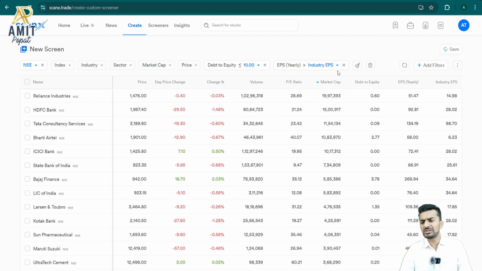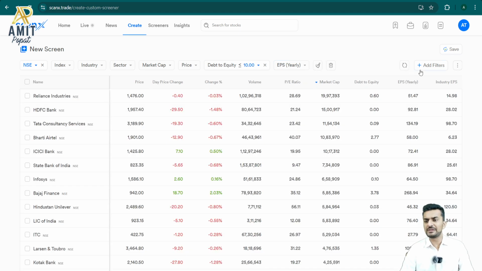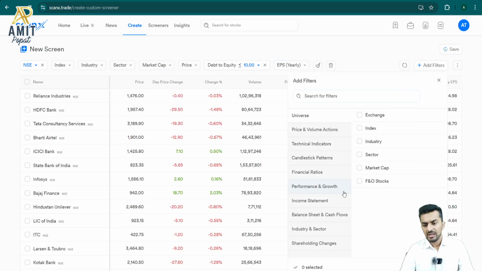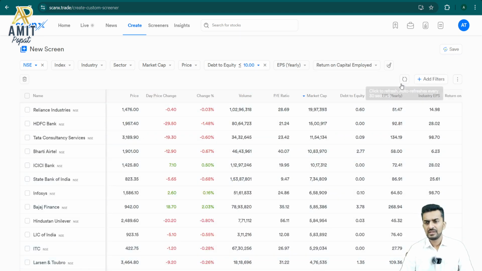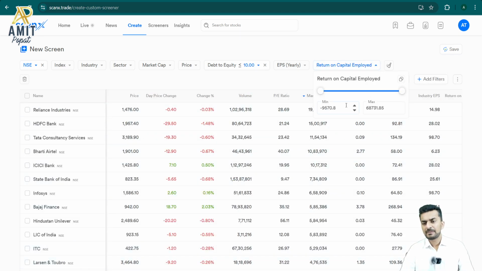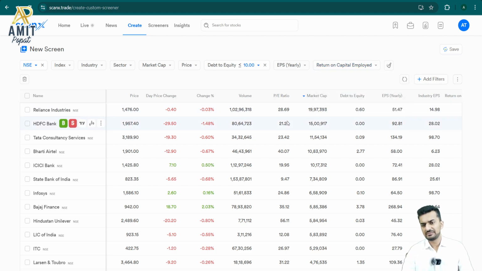But these ratios might not be proper, because one company may have a share face value of 10, another company might have a face value of 100. So this may not be a proper ratio. So what I'm going to do is go to add filters, then to performance and growth. Here I get return on equity, return on assets, return on capital employed. So I'll pick return on capital employed, and I want only those companies where return on capital employed is a minimum of 15%.